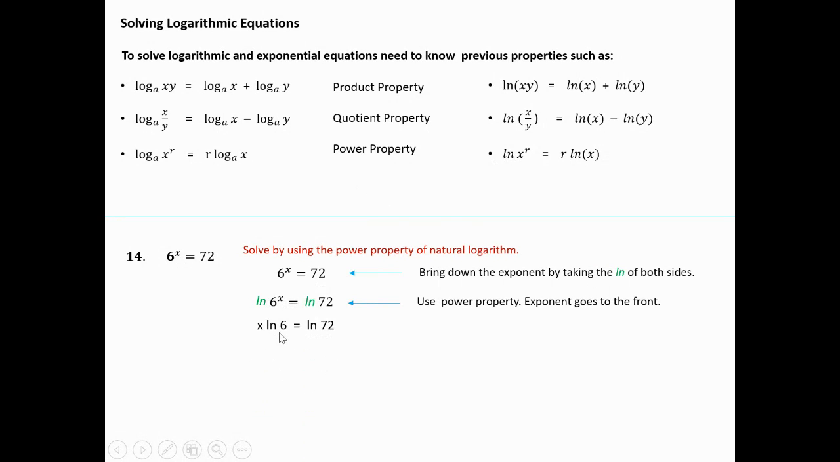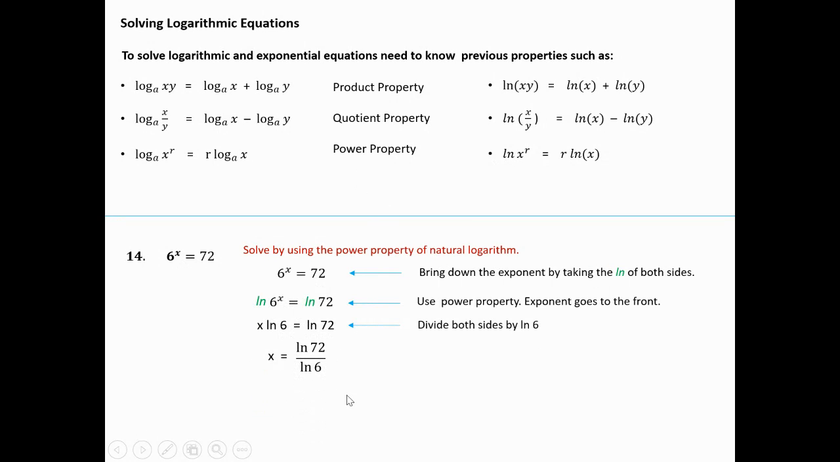Now we can divide both sides by the ln of 6. Please, guys, don't make the mistake. The ln of 6 is a number. It's together. You cannot divide by 6. That's a no-no, because the ln of 6 is together with the ln. It's a number, the ln of 6 actually has a value. So we divide both sides by the ln of 6.